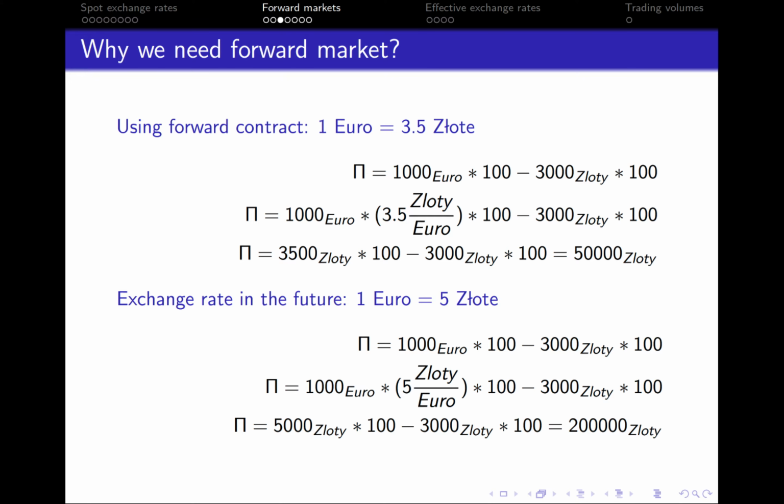But of course, look, this could be very risky. Why? Because what if, for example, the exchange rate of zloty is actually depreciating? Well, in this case, the company could sell each bike for 5,000 zlotych and make 20,000 zlotych.